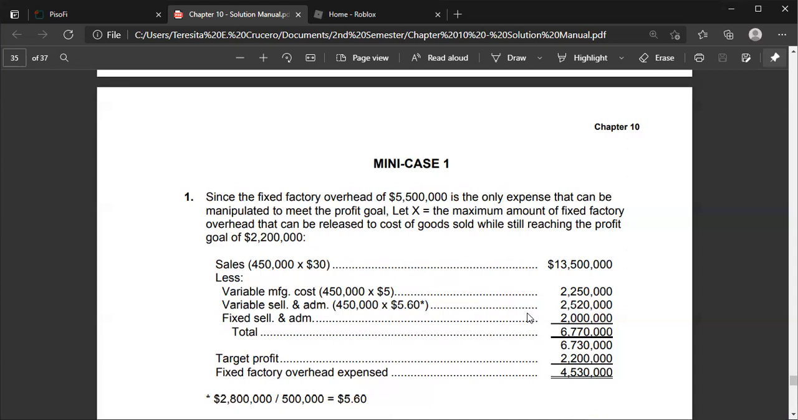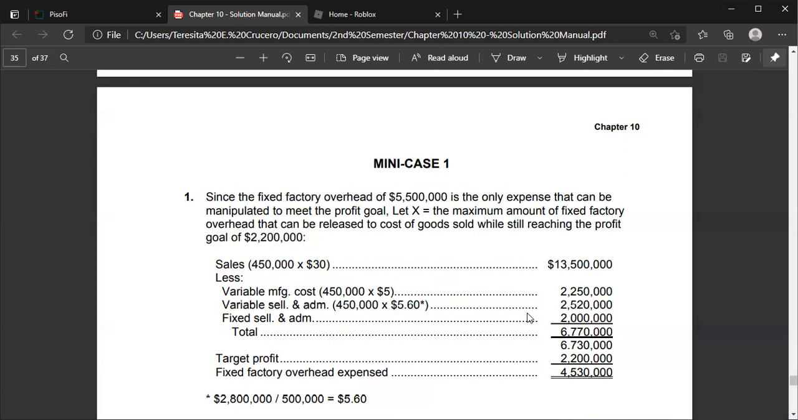Then we have the variable manufacturing cost, 450,000 units at 5. Here we have the variable manufacturing cost included in your cost of goods manufactured: 500,000 units at 5 per unit. So that's why sometimes we multiply here 500,000 units at 5, 2.5 million. The fixed manufacturing overhead is 5.5 million. So we have the variable manufacturing cost, 450,000 times 5, given rate.